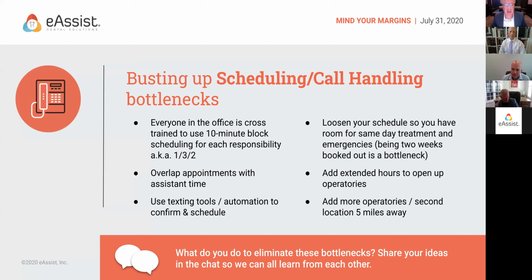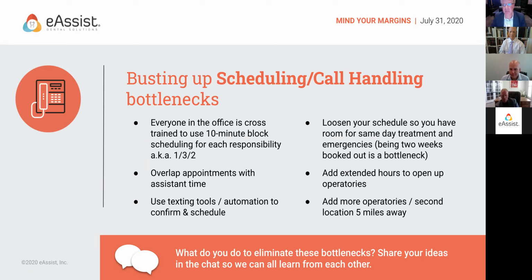But having 10-minute block scheduling, like what Dentrix and OpenDental and other software programs have you utilize, you want to make sure your first block is for the assistant, for a crown, for instance, the next block is for the doctor, then the final block is for the assistant. So if I'm going to do a crown, I will tell the person while I'm treatment planning, that's a 1-3-2, and she knows exactly what that means. And then she'll overlap all the assistants.